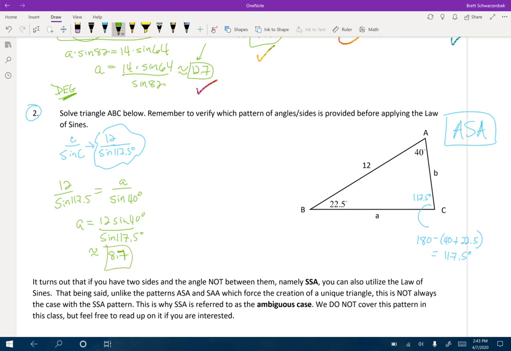We want to do the same thing for B this time. So this is equal to, it looks like the missing variable is B, and then the angle opposite it is 22.5. So again, the variable is going to be equal to the product of the opposite diagonal over this trig function of the angle opposite the b.